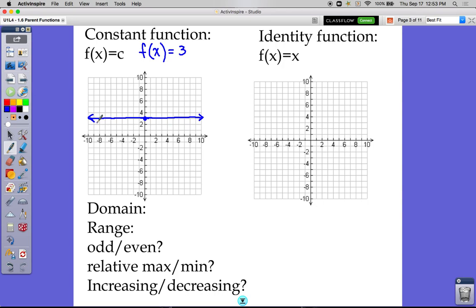So we're looking at this one and we're asking ourselves, hey, what's the domain of this? What x values can I use for this? And I can use all reals.